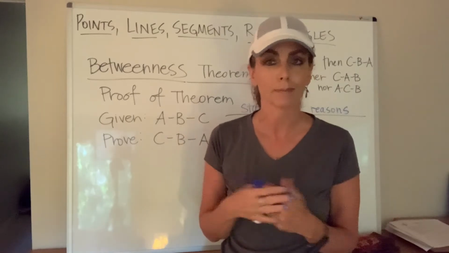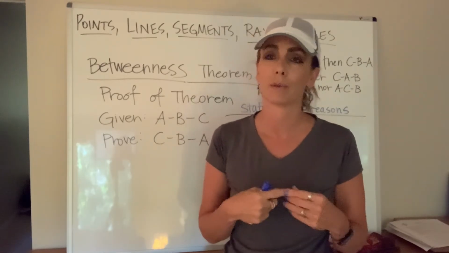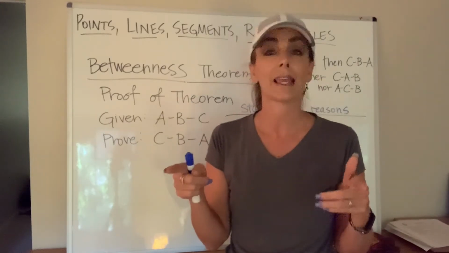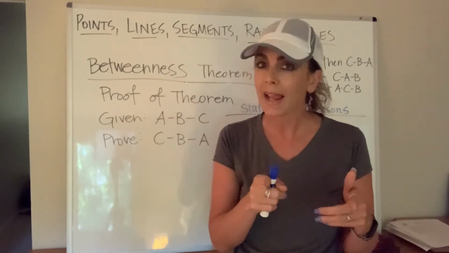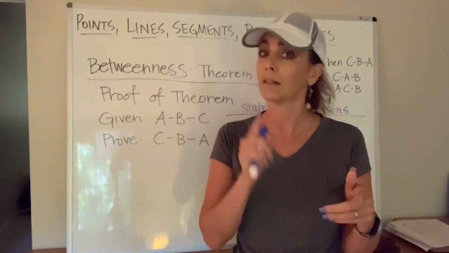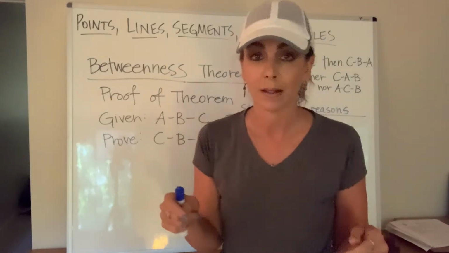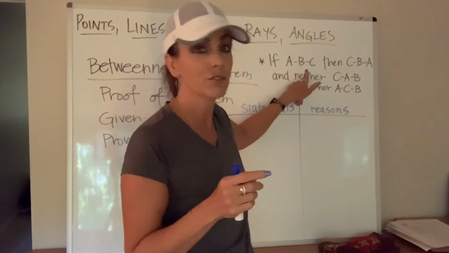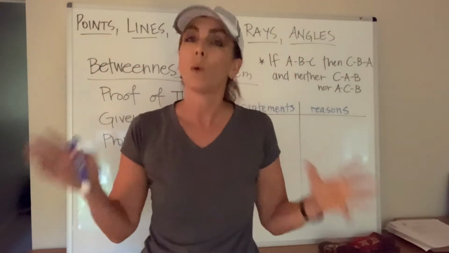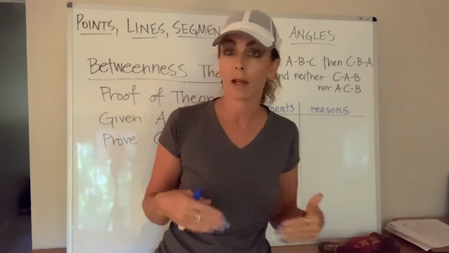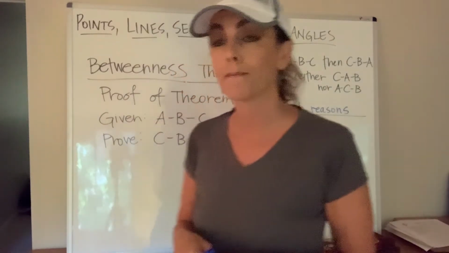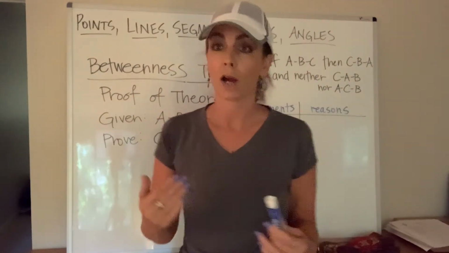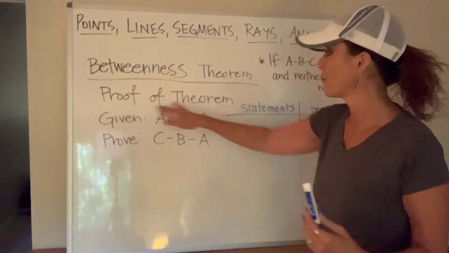Okay, now the second part of the betweenness theorem says, well, if B is between A and C, then I cannot say that A is between C and B or C is between A and B. Because if the first is true, the other ones can't be true. We're going to prove this, and we're going to use an outline proof in order to prove this. So let's start by what we are given here. We're going to prove this theorem.